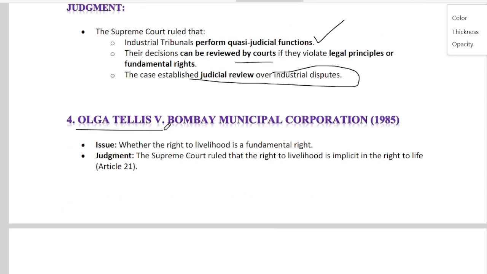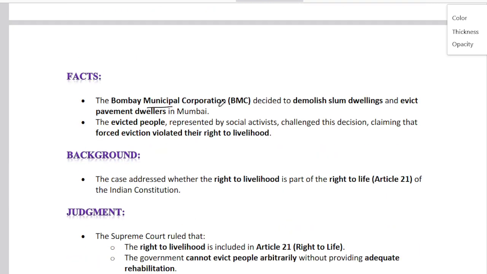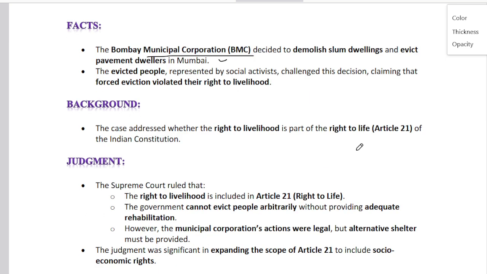The next one is Olga Tellis versus Bombay Municipal Corporation, 1985. The issue: whether the right to livelihood is a fundamental right. First we'll understand the facts. The Bombay Municipal Corporation, BMC, decided to demolish slum dwellings and evict pavement dwellers in Mumbai. The evicted people, represented by social activists, challenged the decision, claiming that forced evictions violated their right to livelihood. As you know, the background of the case is whether the right to livelihood is a part of the right to life, Article 21 of the Indian Constitution.